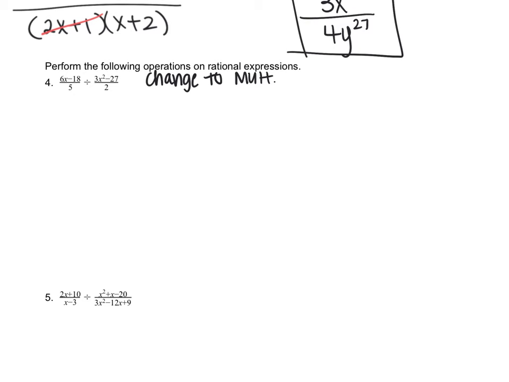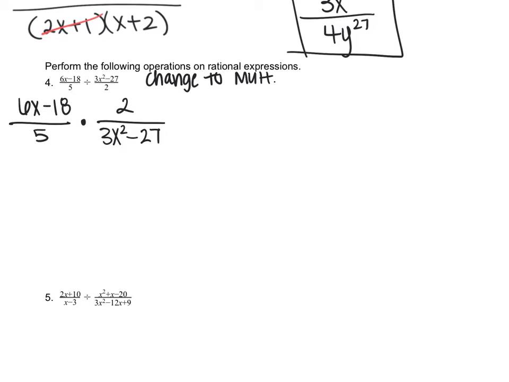Okay, and the way we change it to multiplication, we leave the first fraction alone, so 6x minus 15 all over 5. We change it to multiplication, and then we flip the second fraction, 2 over 3x squared minus 27. Now it's a multiplication problem, where we just factor and simplify.